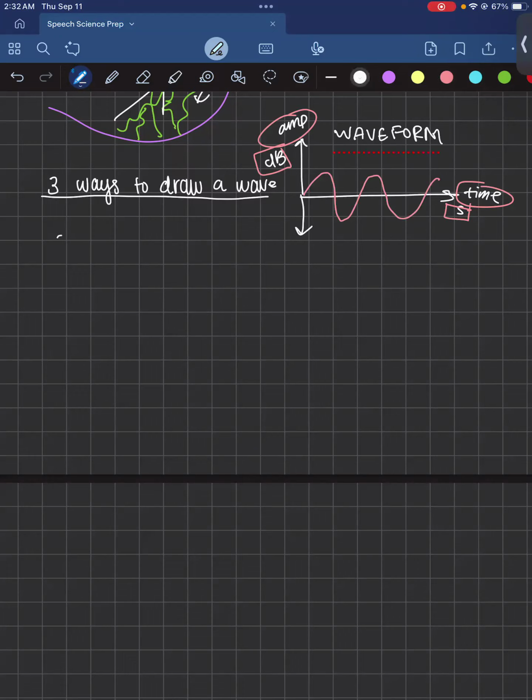And then we have something else, which is called a spectrum. And a spectrum is a little different. So what a spectrum does is on the x-axis, we're going to put frequency instead, and frequency is going to be in hertz, right? And then on the y-axis, we'll still have amplitude, which will be in decibels. So make sure you know what items are on each of these axes.